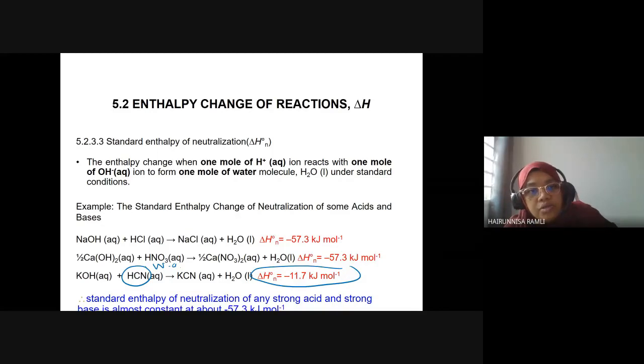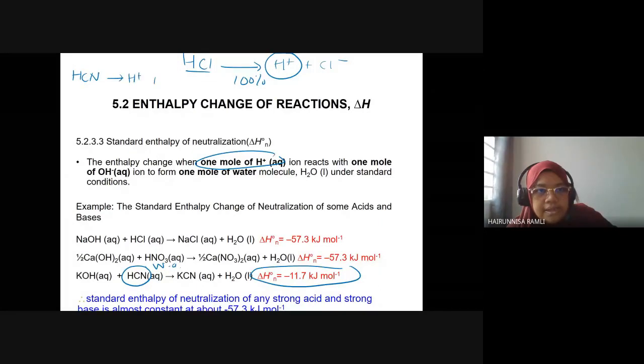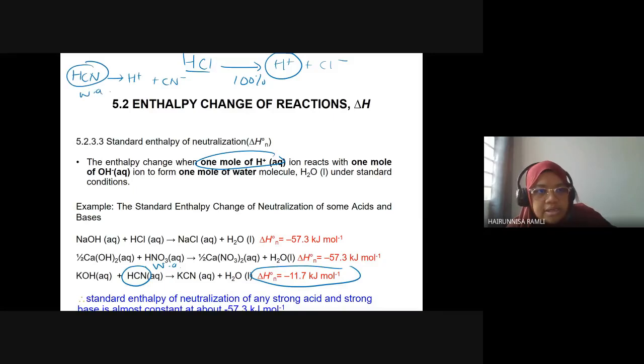For a strong acid, for example HCl, to form water you need to get H+, so it breaks into H+ plus Cl-. Because this is a strong acid, it will dissociate into these ions 100%, completely dissociated. But if it is a weak acid, for example HCN, it still gives H+ plus CN-, but this one is a weak acid, so it dissociates partially.